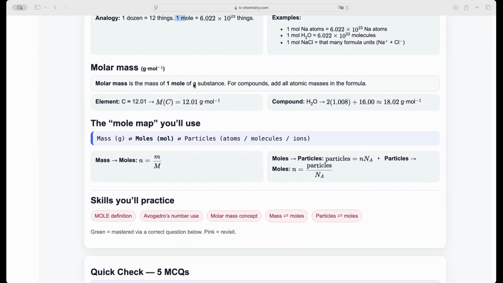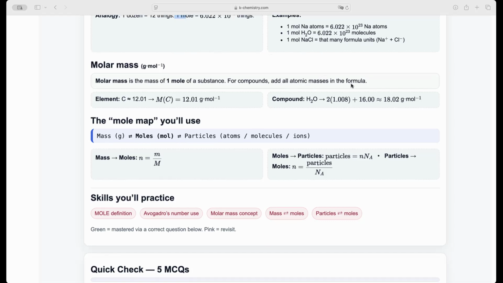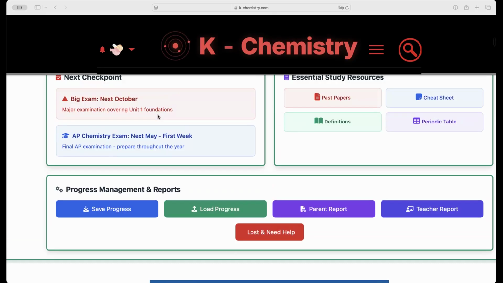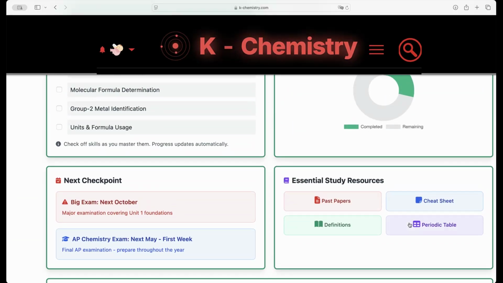How can I find the molar mass of anything? I will just add the atomic masses in the formula. But where do I find the atomic masses? From the periodic table. Remember, you can always press here on the periodic table, and then you can get the periodic table open. So let's see the periodic table from our side.